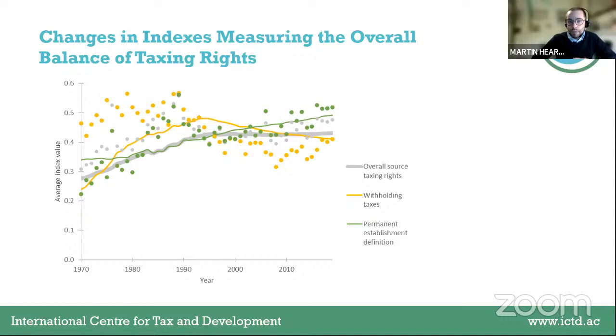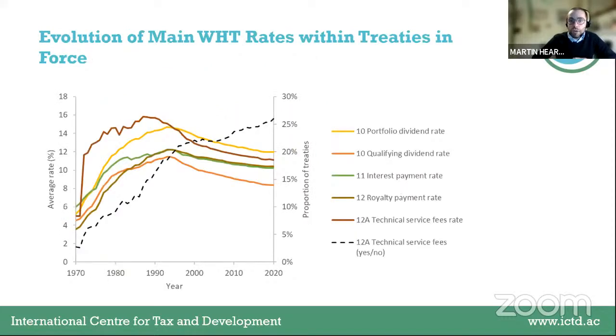Let's decompose that a bit in the next slide. So this is showing what's happened to the individual withholding tax rates. So in this slide, all the solid lines represent the different withholding tax rates. One of the things that you might notice is that we have here coded different dividend rates, both qualifying and portfolio. In the data set, we also break out certain specific interest rates and royalty rates. What you can see is a steady decline in all the different rates, although the rate at which they're declining is different for different rates.